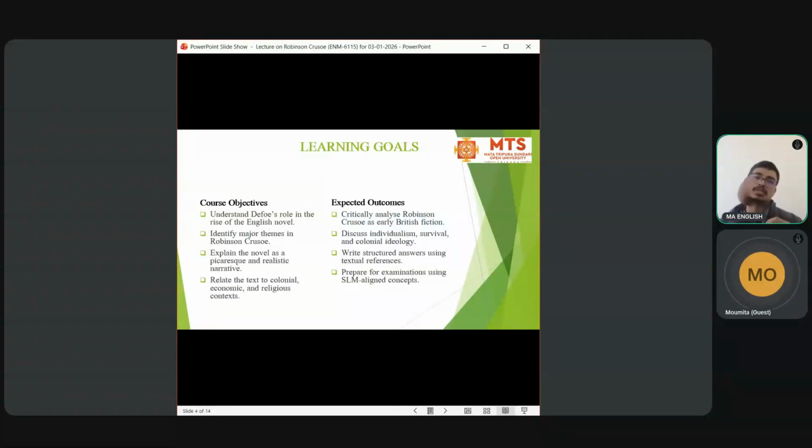So now, what is the importance of course outcomes? Course outcomes explain what you should be able to do after completing these units. Okay, that's why it's very important. So first, as you can see in the first point, you should be able to critically analyze Robinson Crusoe as an early work in British fiction.